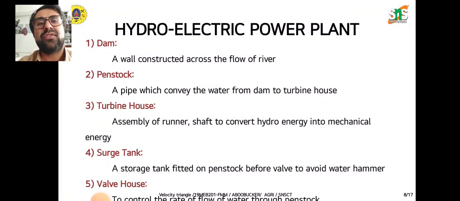So here the answer to the question is: a surge tank is a storage tank which is fitted on the penstock before the valve to avoid the phenomenon of water hammer. To avoid that, the surge tank is very much useful. And the valve house is to control the flow of water through the penstock.